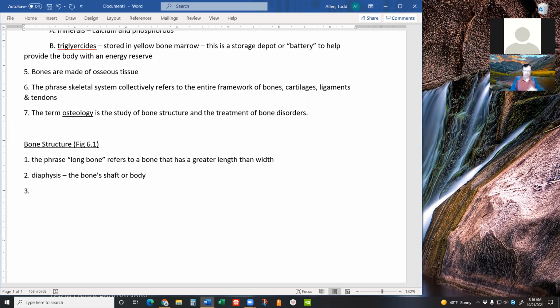Epiphysis is referring to the ends of the bone, and of course, there's going to be a proximal end and a distal end. So there's actually 2 ends. So epiphysis is singular and epiphyses is plural. Okay, so I'm going to list it as the plural version since there are 2 ends of the bone. Epiphyses refers to the proximal and distal ends of the bone.